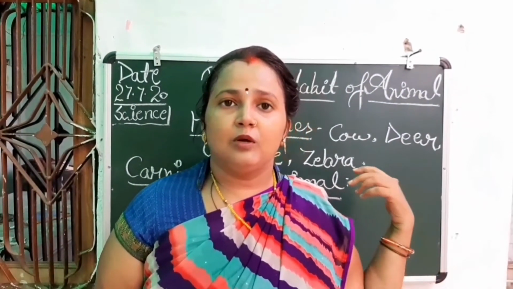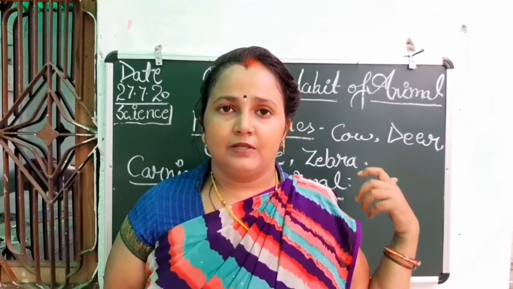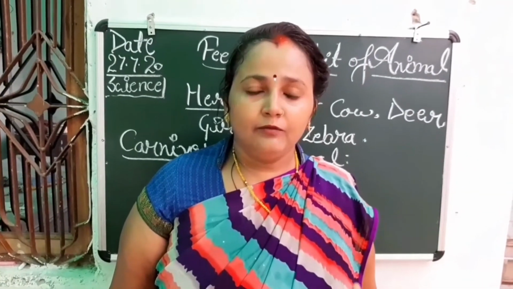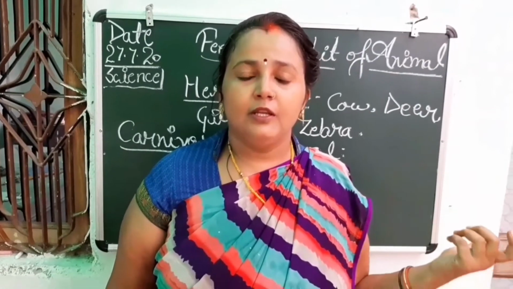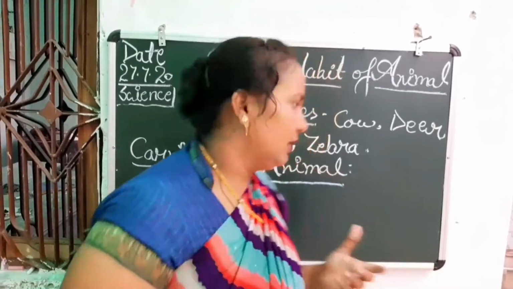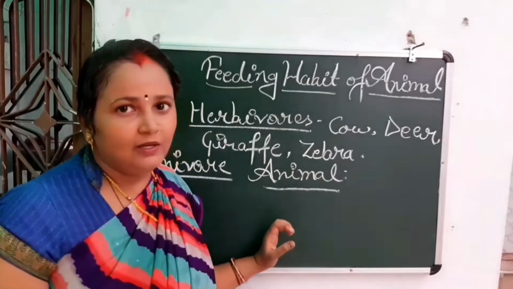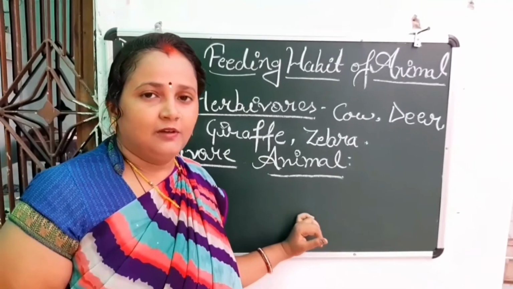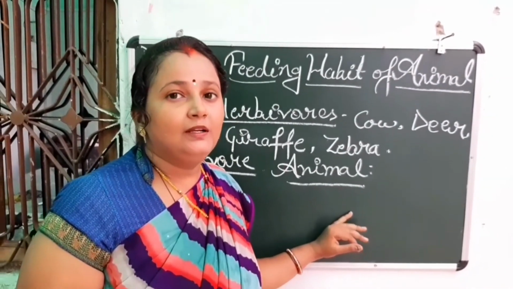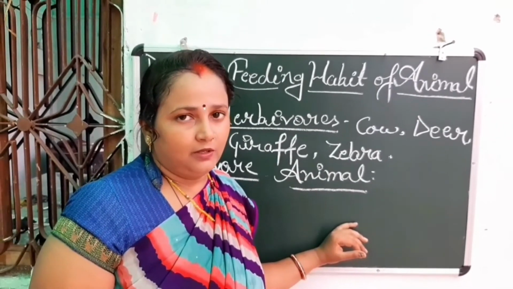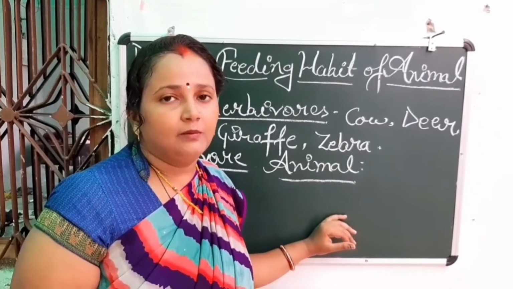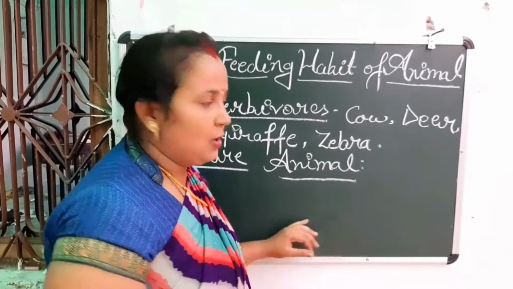So these animals that depend for their food on the flesh of other animals are called carnivores, right? So carnivore animals, tell me the name of a carnivore animal. Yes, you know. Very good, class. Tell me the animal name. Who eats the flesh of other animals? Yes, lion.